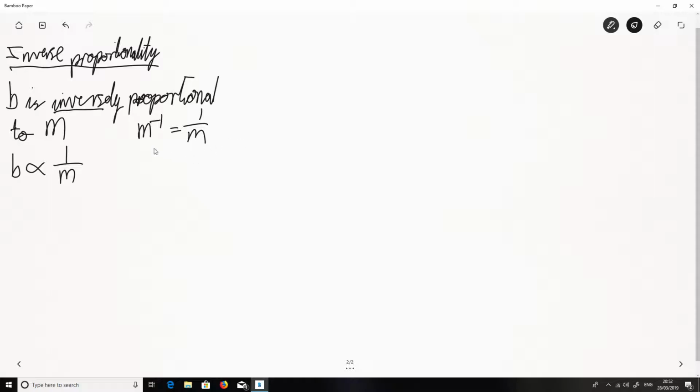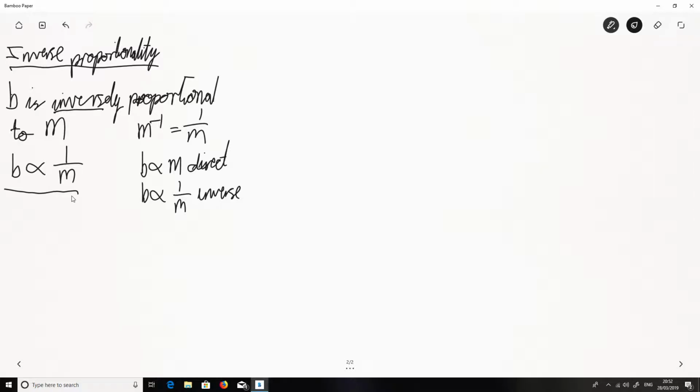So you just got to remember that B is proportional to M for direct, and B is proportional to 1 over M for inverse. So in this case, B is proportional to 1 over M. So we will likely be told to do exactly the same thing.